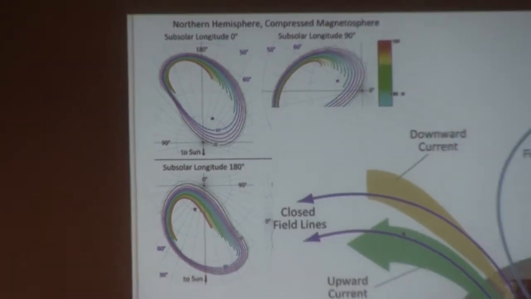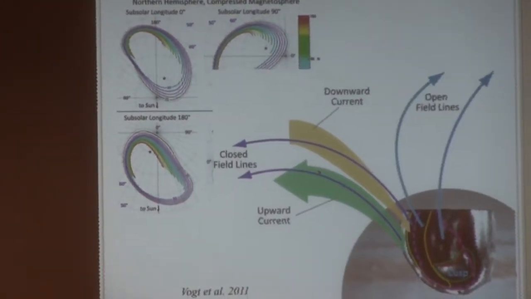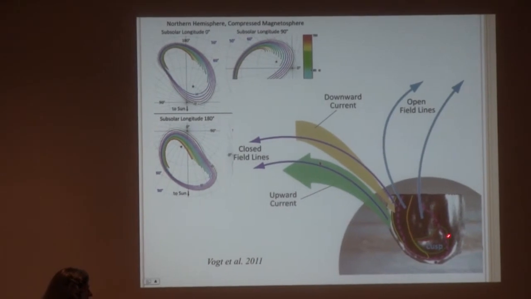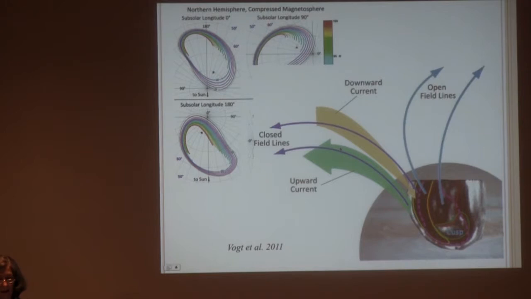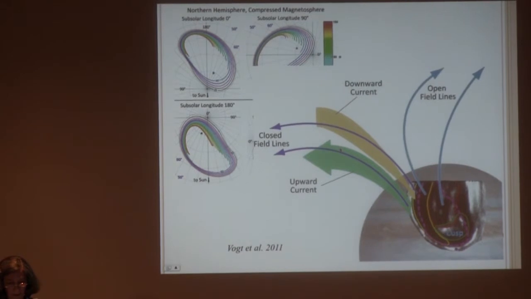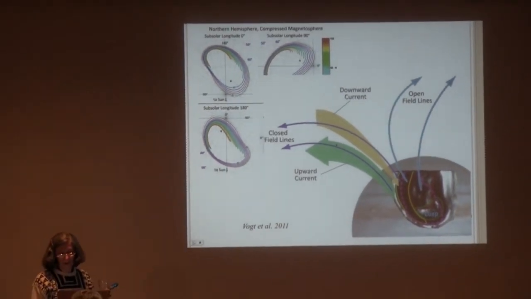And from that, her conclusion is that Jupiter has a fairly large polar cap, which is the dashed pink line here, and the rest of this area in here is open field lines, and then of course we've already mentioned the closed field lines in the current system connecting to the co-rotation breakdown area.